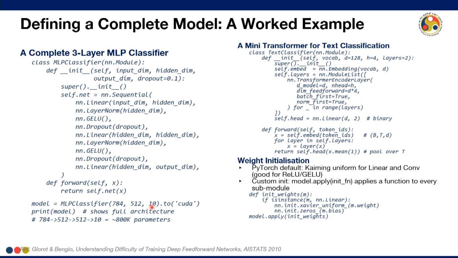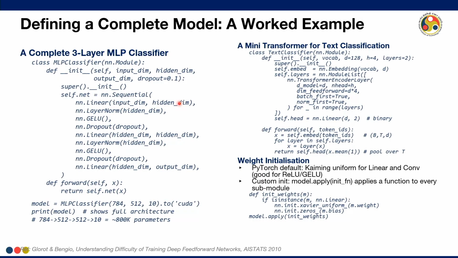So .to is basically the device, and we can print the model. It will show the full architecture like this, and you can calculate the total number of parameters for each layer. Here you have the input dimension and hidden dimension, then the dropout layer. These are basically the regularization layers, and you have another linear layer, another activation, and then the last linear layer which gives you the output dimension, and we are basically returning 10 values.